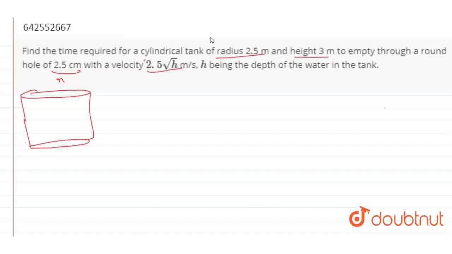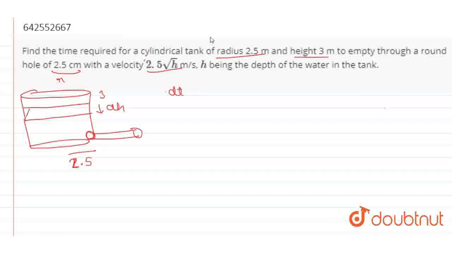So let us consider a cylindrical tank of height 3 meters and radius 2.5 meters. Here, let us consider this tank to be filled and let's consider this tank for a smaller time interval dt, when the height of water in the tank reduces by an amount of dh as the tank was leaking through a hole.